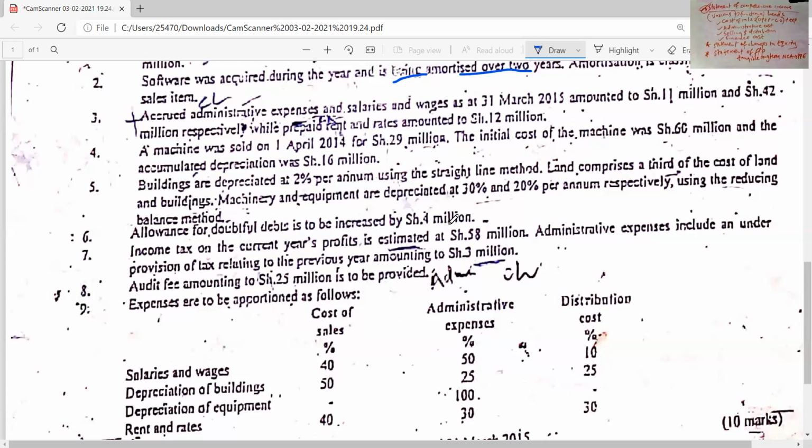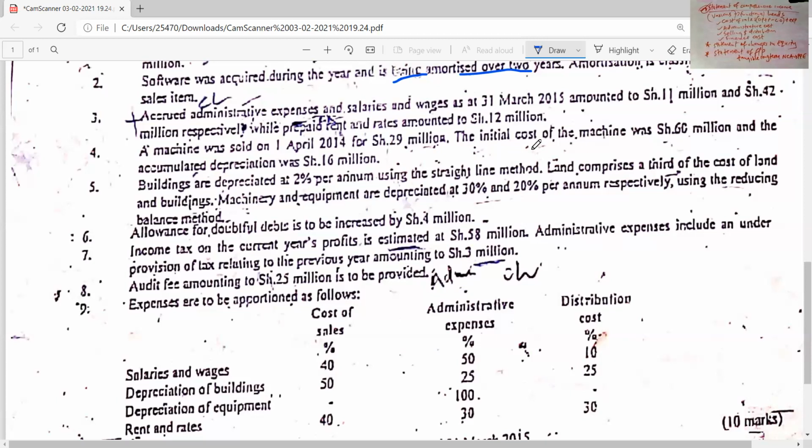So this is the allowance. Allowance for doubtful debt is to be increased by, that word "by" is very important. They can say this to be increased to or by. So an increase in provision of doubtful debt is an expense. A decrease in provision is an income. So you can see now it increased by 4, which means that the increase is an expense.